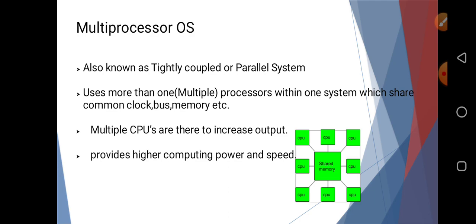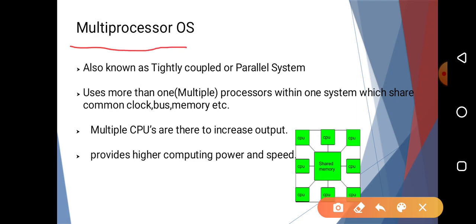Let's start with the next type of operating system, multiprocessor system. As the name suggests, multiprocessor: multiple processors inside one system. That is, whenever a system consists of multiple CPUs or multiple processors inside only a single system, that system is called a multiprocessor system. You can see over here it uses more than one, that is multiple processors within one system.